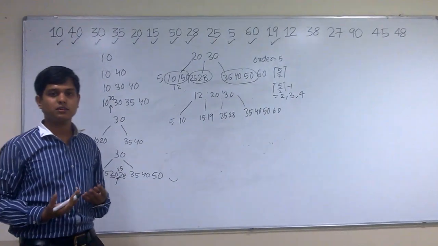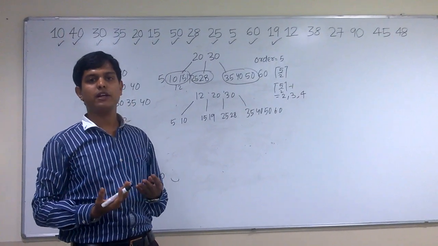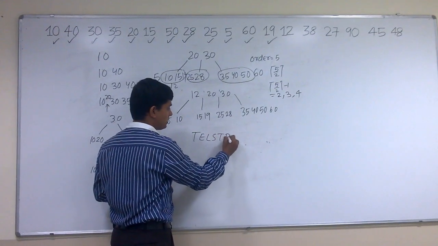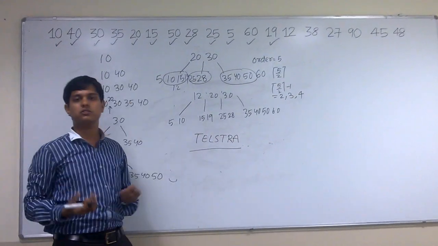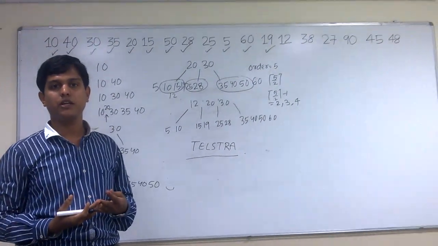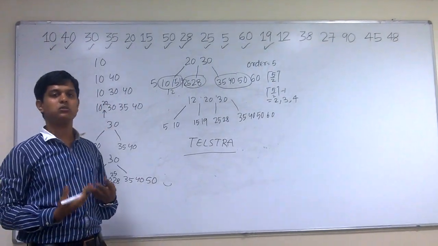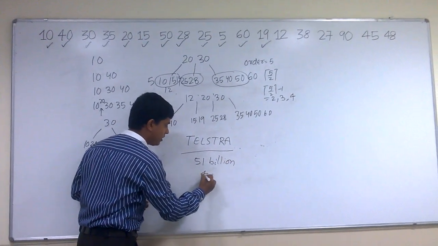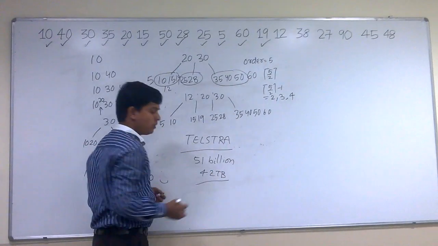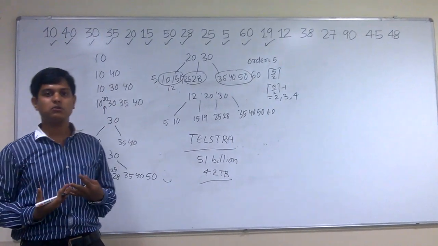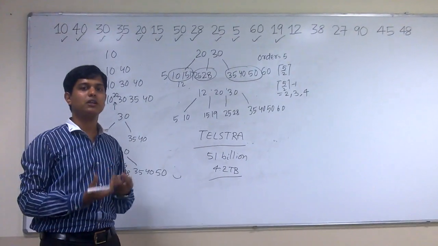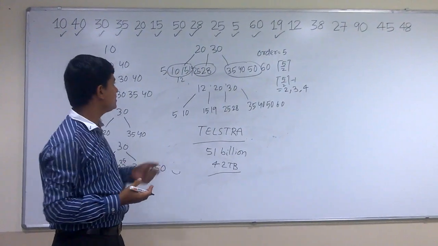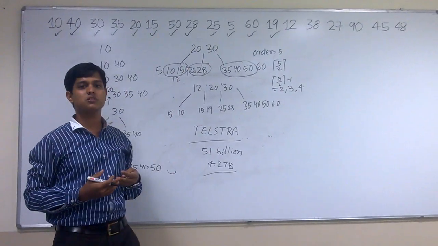What is the basic need of the B tree? If you go for a real life example, there is an Australian company named Telstra. This company is an Australian telecommunication based company. If you go for the database of this company, you will find 51 billion rows. 51 billion rows is too much, and it also contains 4.2 TB of data. Such massive data, how do I retrieve it? If I go for a linear search, it will take so much time. So in that case, you can store multiple key values in a single node so that the search becomes faster.